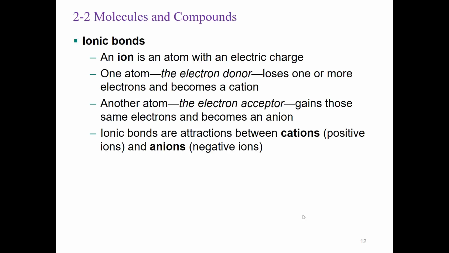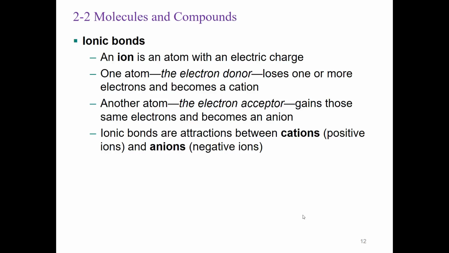Ionic bonds are a bond between atoms of opposite charges. So let's go through that line by line. First of all, we need to know what an ion is. An ion is an atom that has a charge, so either a plus or a minus beside it. In a bond, like an ionic bond, one atom is known as the electron donor. So it's going to give one or more electrons away. It's going to donate them.